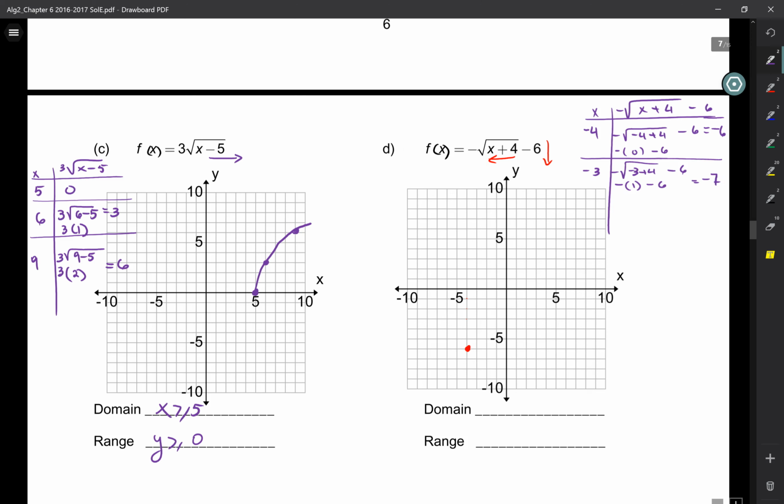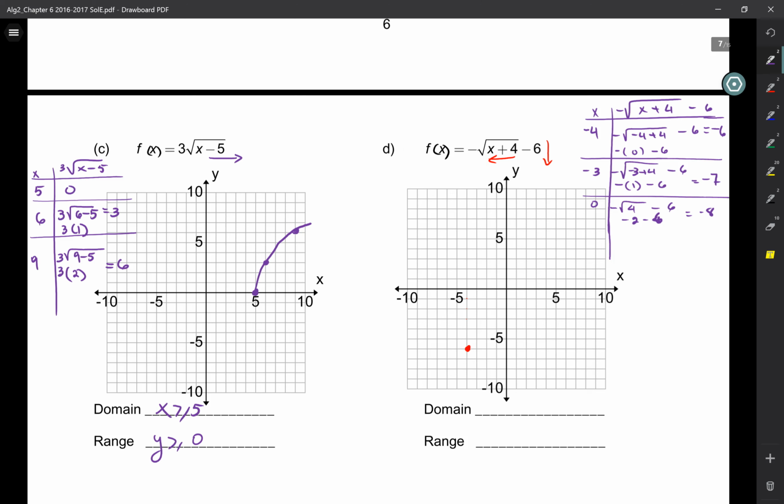Now, can I put in a negative 2? If I put a negative 2, what do I get in the square root? 2, and I don't want root 2. So what if I put 0? Can I pick 0? What do I get in the square root? Right, 4, so it's 2 minus 6. Negative 4. What else? Can I put a 1 in the square root?